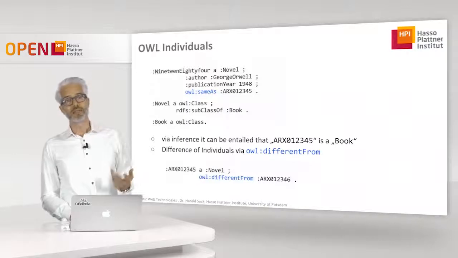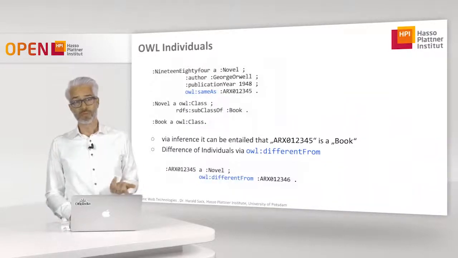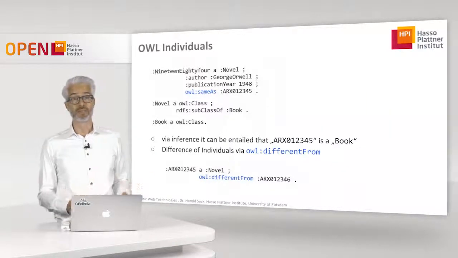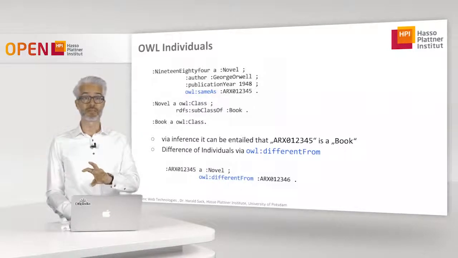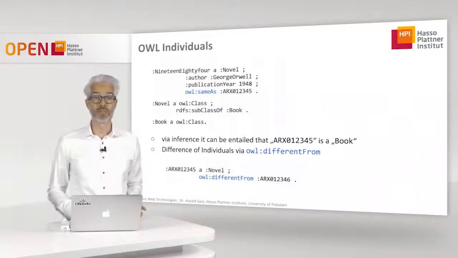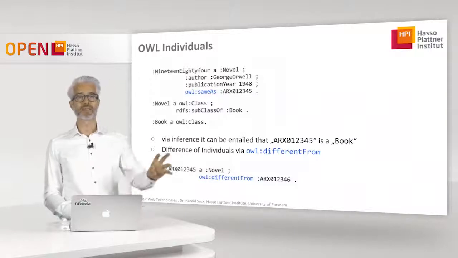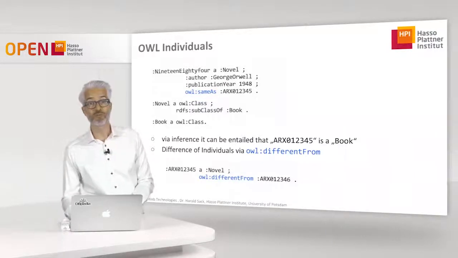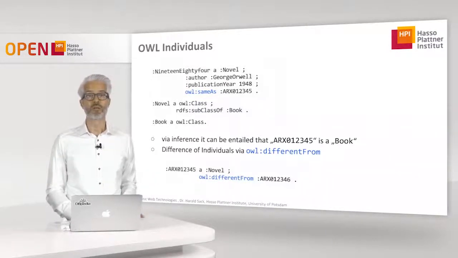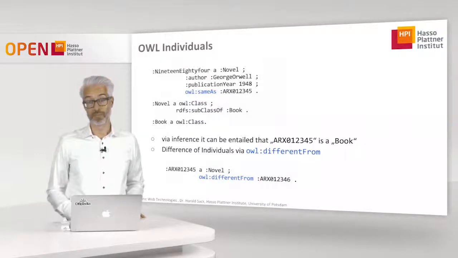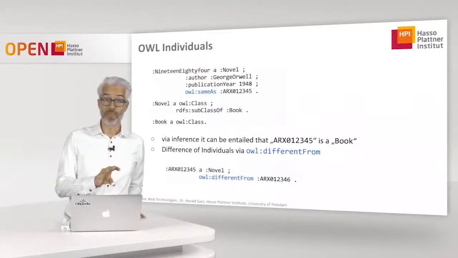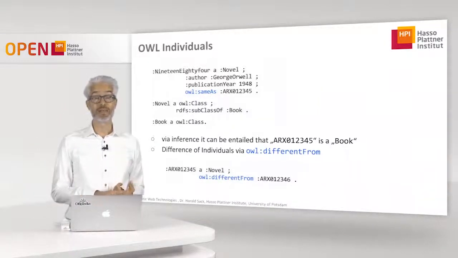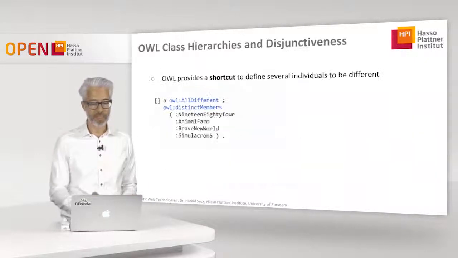And in the same way as you define equivalence or identity of two individuals, you can also define difference of two individuals. You do this simply with the keyword owl:differentFrom. For example, if you say ARX 012345 is a novel, you can say this is different from ARX 012346. So with owl:sameAs and owl:differentFrom, you have the possibility to explicitly define the identity or the difference of two individuals.